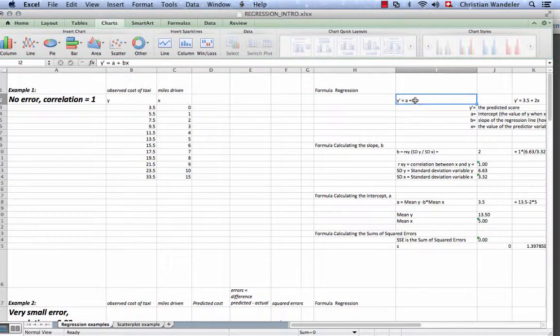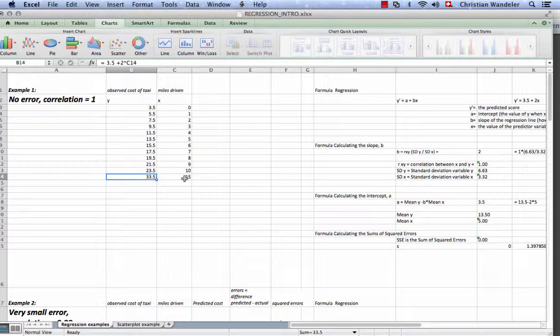So if it's $2 per mile, we could plug it in. We need to drive 15 miles, so the x is 15 times 2 is 30 plus the flat fee, 3.50. And that's what we have here. $33.50 is our total.